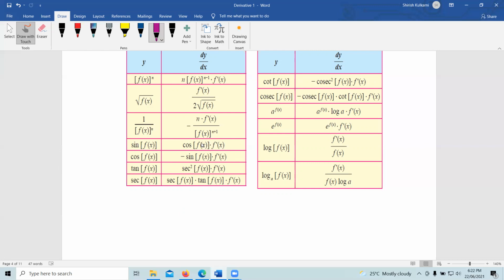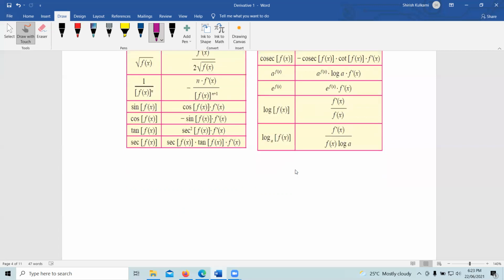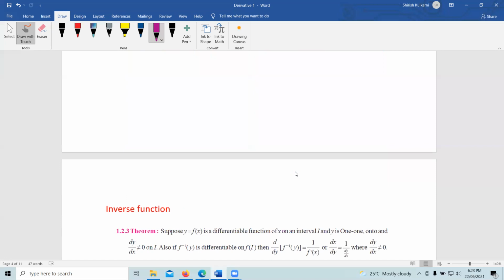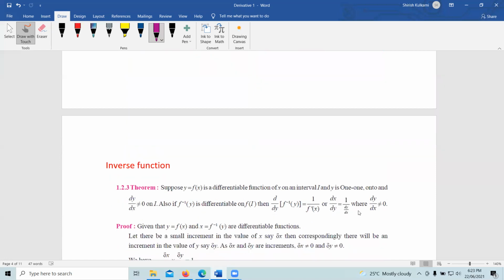First you have to apply the standard formulas. After applying the standard formulas of the derivative, then take the derivative of f of x. सभी formulas में ये apply करना है. प्रॉब्लम सॉल्व करते समय ही हम एक्सप्लेन करने वाले हैं. तो और एक इनवर्स फंक्शंस लेते हैं और फिर एग्जांपल स्टार्ट करेंगे.